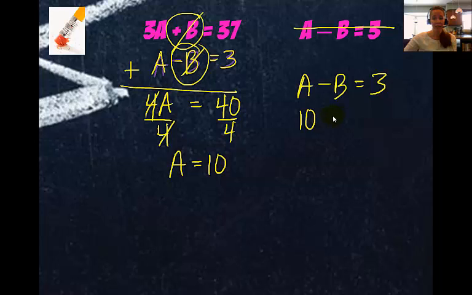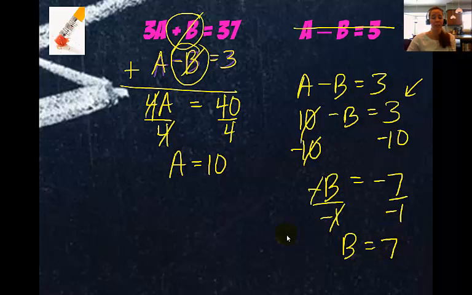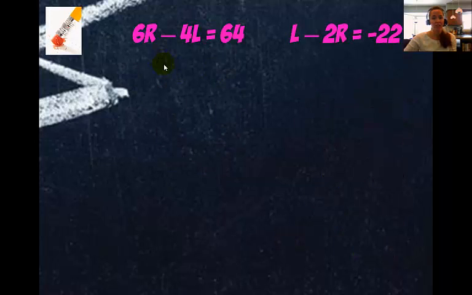So if a is 10, what do I take away to get 3? 7, right? If you weren't sure, you could take away 10 from both sides. The opposite of b equals negative 7, and divide by negative 1 to get b equals a positive 7. But most of you would have seen pretty quickly that 10 minus 7 equals 3. All right, let's try this one.